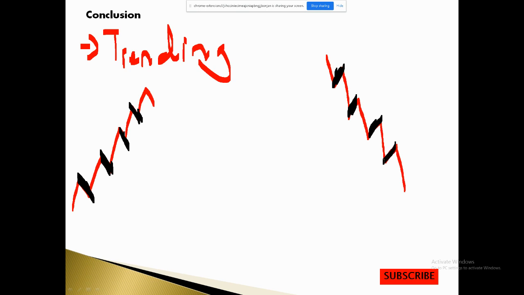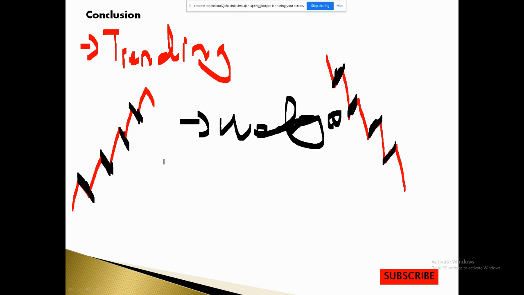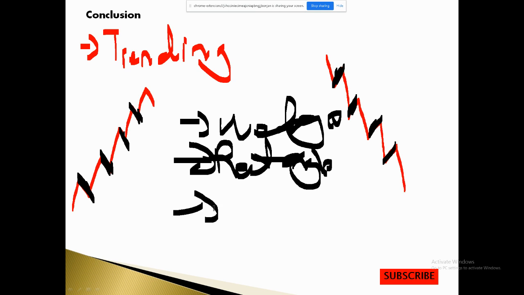And we've said there are basically around 3 or 4 continuation patterns. We have the wedge pattern, and then we have the rectangle, and then we have the pennant, and then we have the flag.